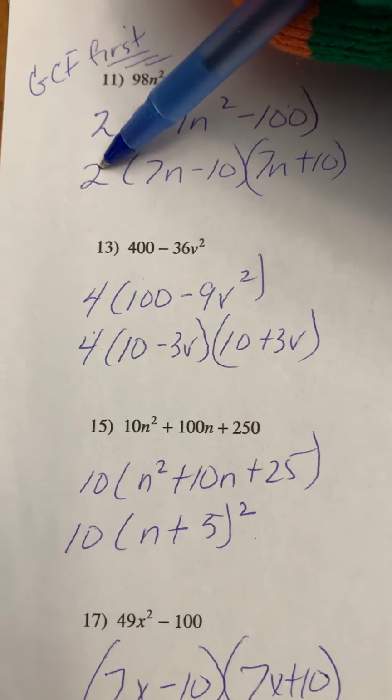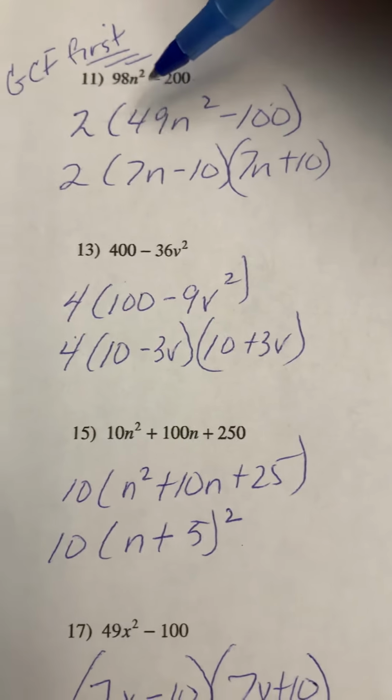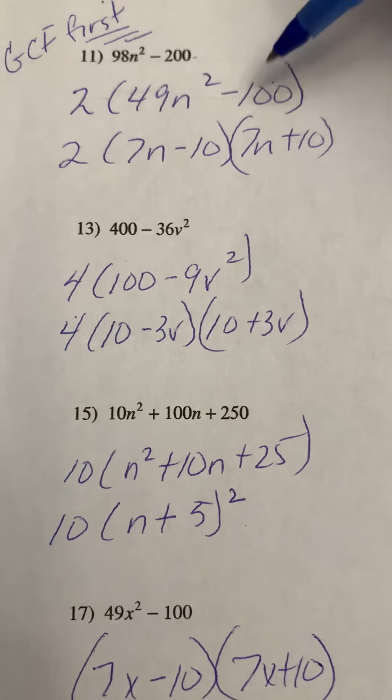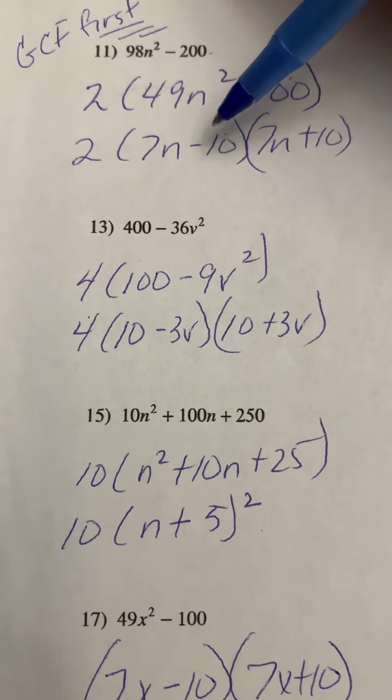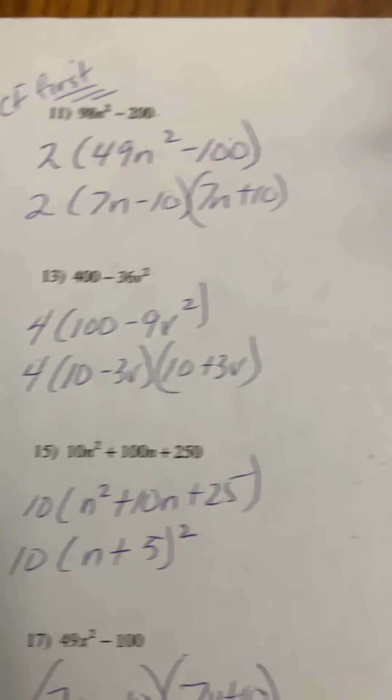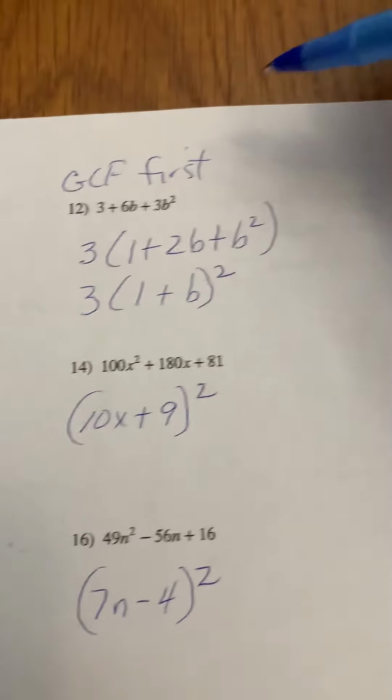So you take out that greatest common factor, and then you simply go back to the original way of doing these. Find the square root of 49n squared, 7n, square root of 100, 10, and one of them needs to be negative and one needs to be positive. Okay, so pretty simple. Have to think about it.